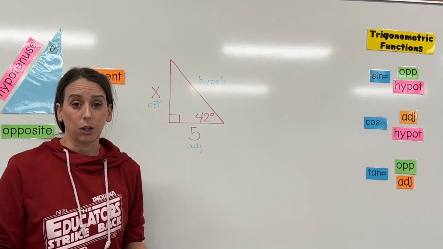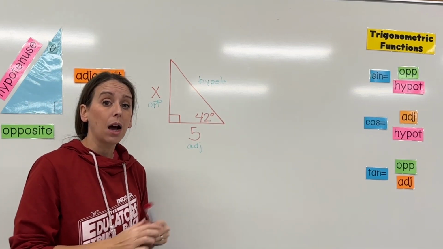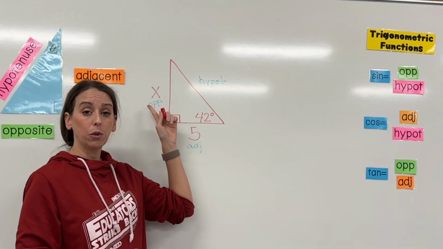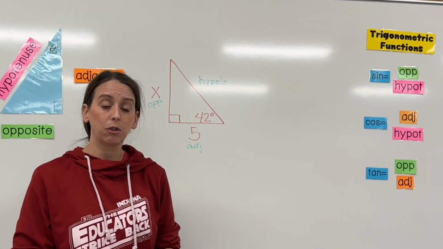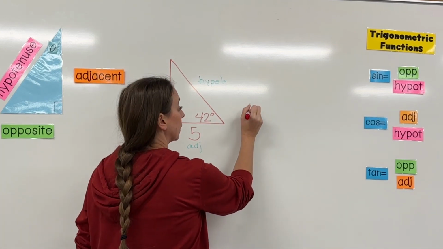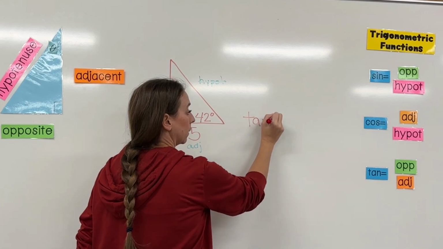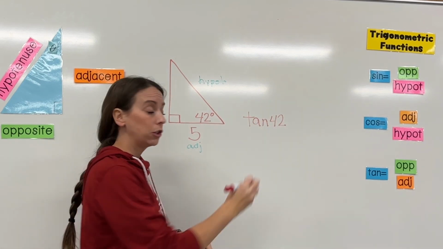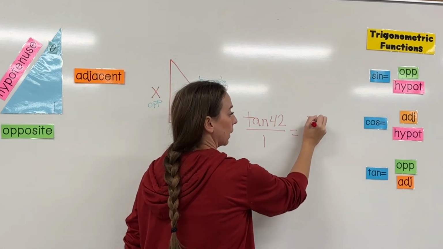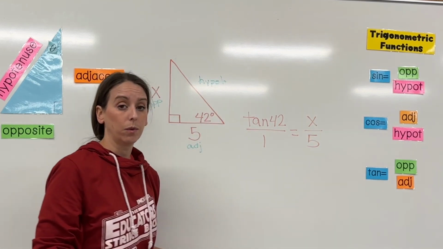So we have tangent. When I have my students set up their ratios, rather than just writing tangent of 42 equals x over 5, I have them change this into a proportion. So I have my students write tangent of 42 over 1 equals x over 5.